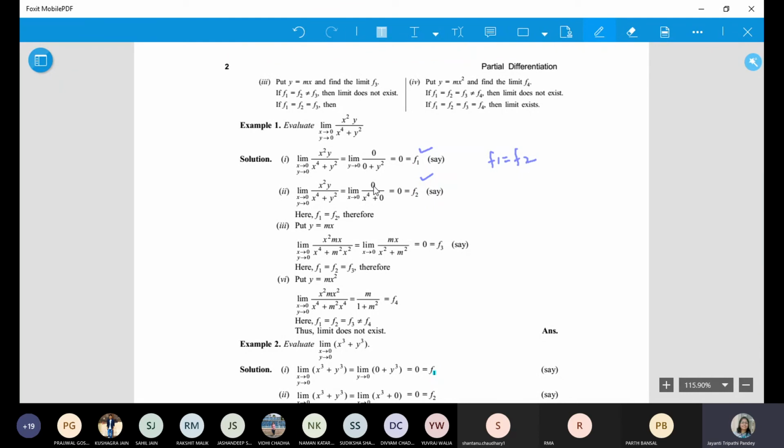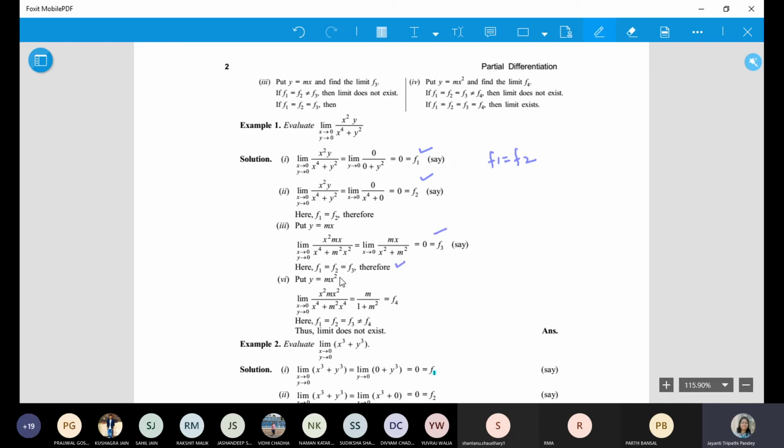So the third step, we will put y is equal to mx. When you put y is equal to mx, here you will get x cube and here you are getting x square. So you take out x square. Now when you put x as 0, the output becomes 0. So the third step is also satisfied.